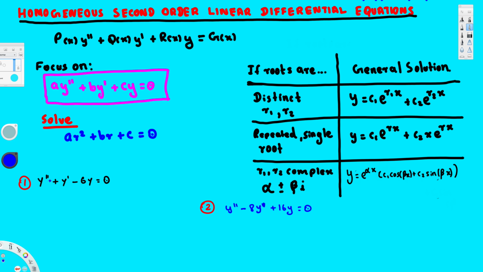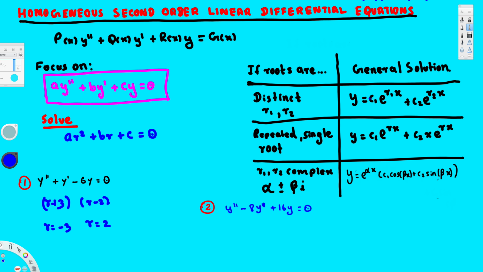Here we have y double prime plus y prime minus 6y. The first thing we have to look at is whether we can factor this or not. And this one is factorable, right? We can factor it like r plus 3 and r minus 2, because when you multiply you have to get -6, and when you add you have to get 1. So this will work. From this we can see that r is equal to -3 and r is equal to 2. So we have two distinct roots, r1 and r2.